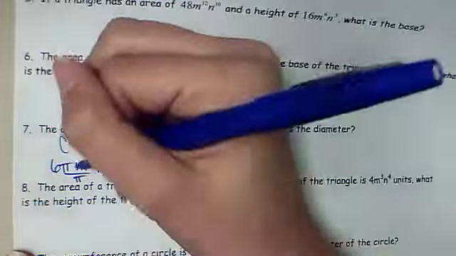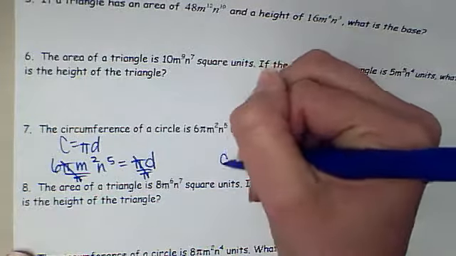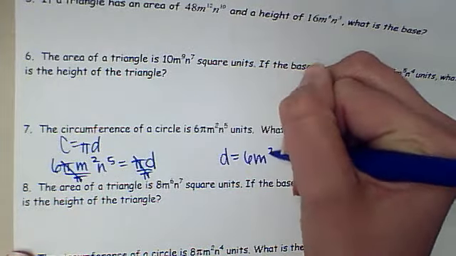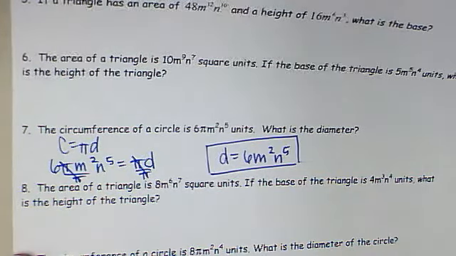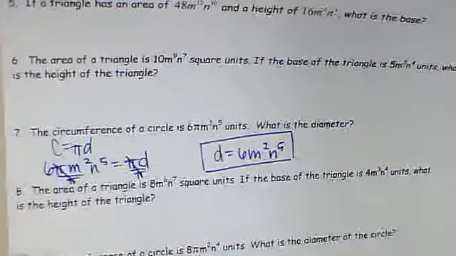The pi cancels. So our d is equal to 6m squared n to the 5th. In fact, the ones dealing with circumference should be the easiest. I want to do one last one on the front.